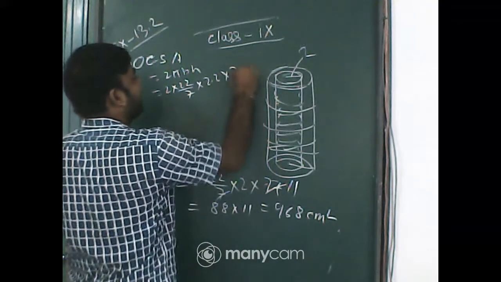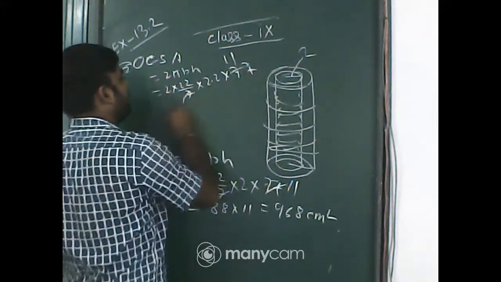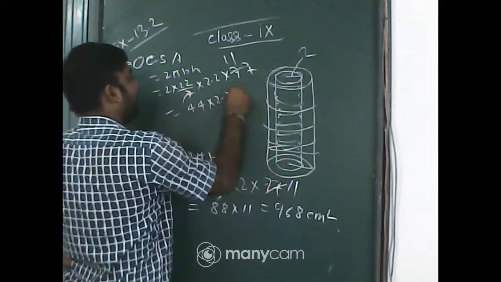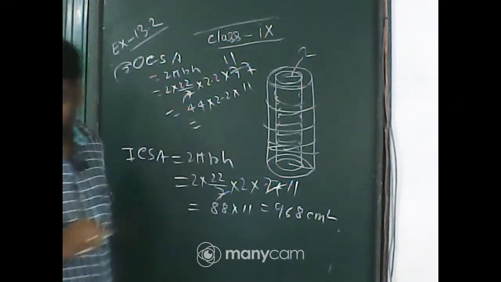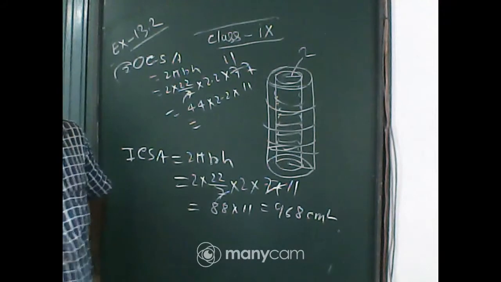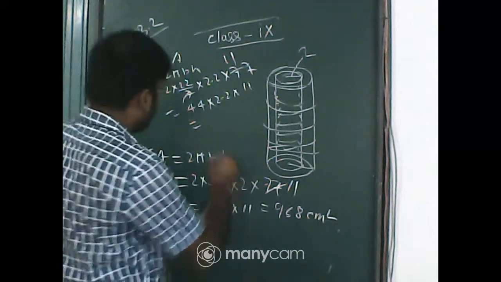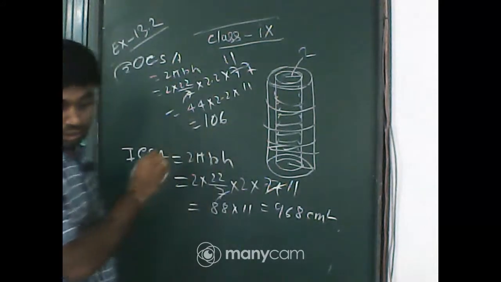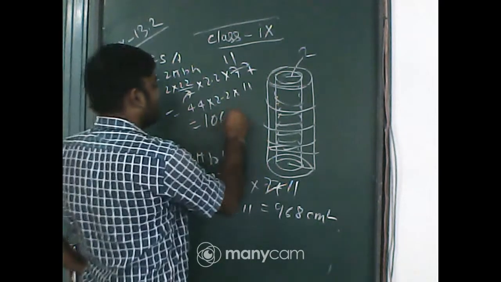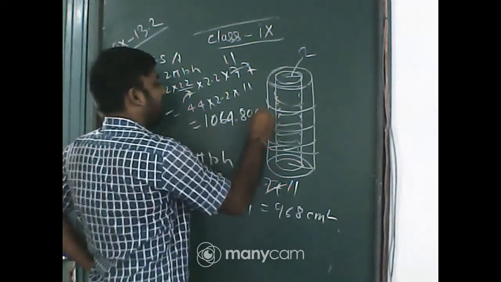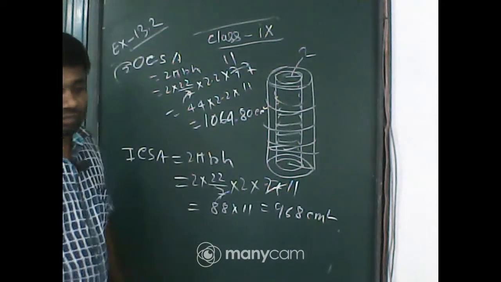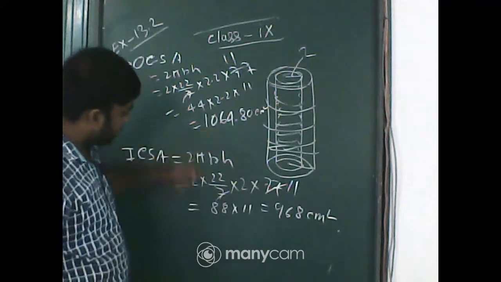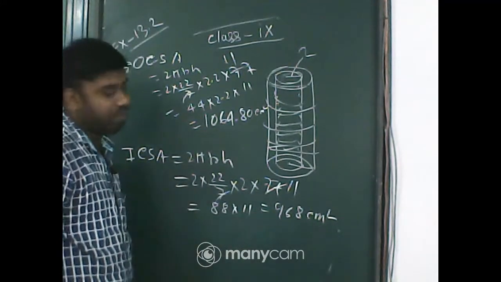into h, 77, cut it, 11, so 44 into 2.2 into 11, what you will get? I think 106.4.80, that is the outer curved surface area. Okay, so this one is outer curved surface area and that one is inner curved surface area.